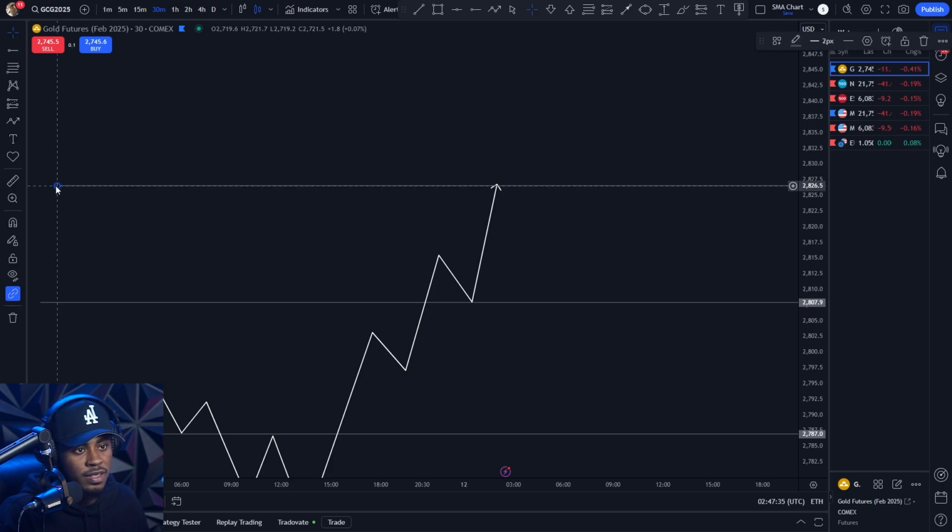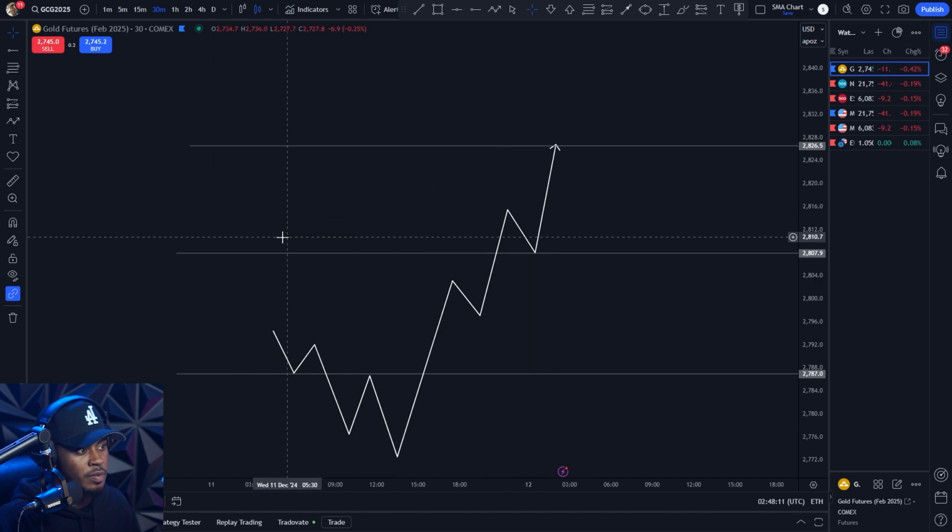So these levels are constantly changing as price is constantly fluctuating. Now let's look at some real market examples.